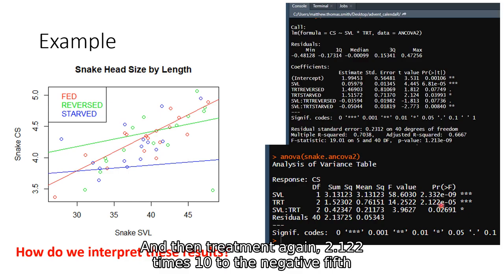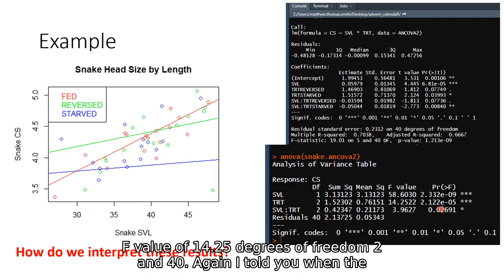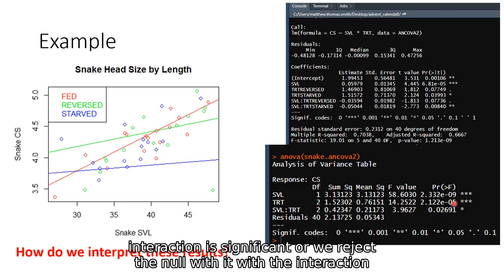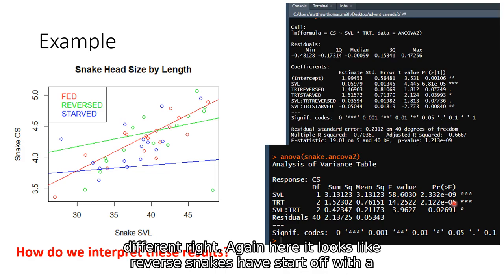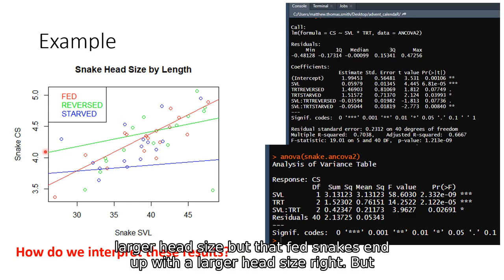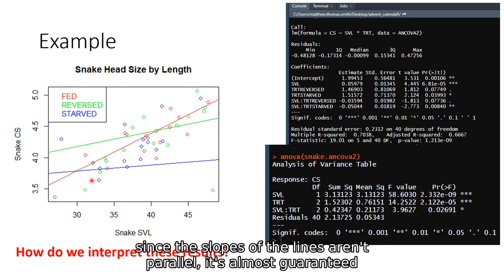And then treatment, again, 2.122 times 10 to the negative 5th, F value of 14.25, degrees of freedom 2 and 40. Again, I told you when the interaction is significant, or we reject the null with the interaction term, it's almost guaranteed that the intercepts are also going to be different, right? Again, here it looks like reverse snakes start off with a larger head size, but that fed snakes end up with a larger head size, right?